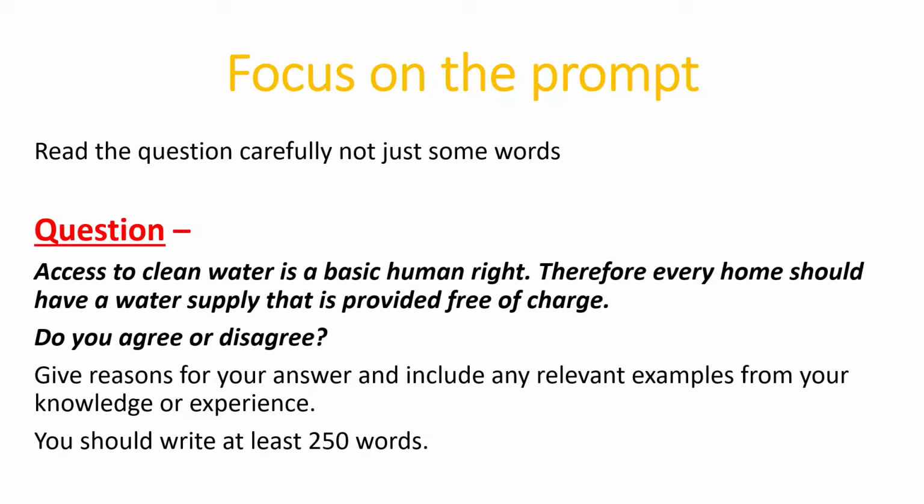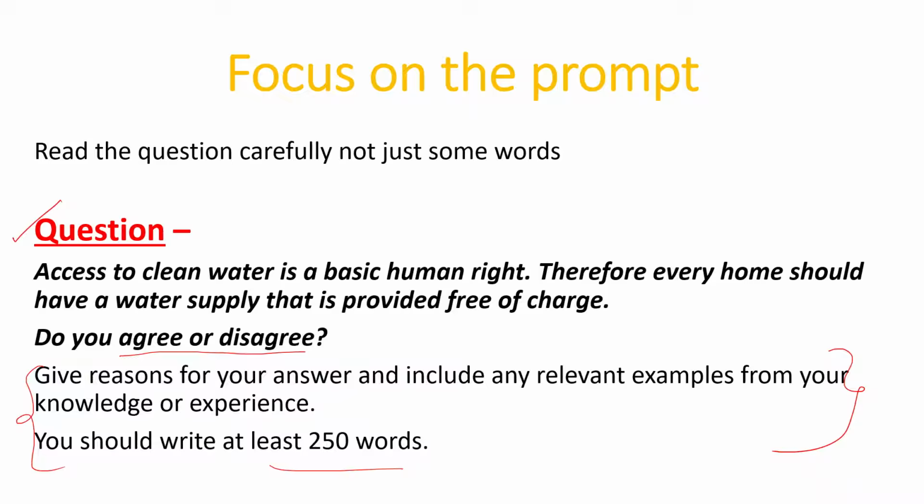So for example, this is our question that we're going to deal with today. This is the question of Book 20, Test 1. The question says: access to clean water is a basic human right. Therefore, every home should have a water supply that is provided free of charge. Do you agree or disagree? So this is our type, agree or disagree. At the end of every question, you have to write at least 250 words.